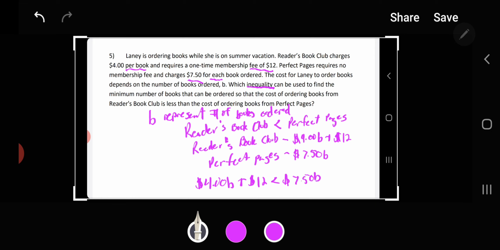So once again, we're not going to solve, but what she's trying to figure out is, depending on how many books she orders, she wants to make sure she picks the right membership club. So it's cheaper to go Perfect Pages if she's ordering like one book or two books because of that membership fee. But there's a certain point where it'd be cheaper to go with the Reader's Book Club. All right, but that's our inequality. Like I said, we're just setting up inequalities today. In the future, we will be solving these.